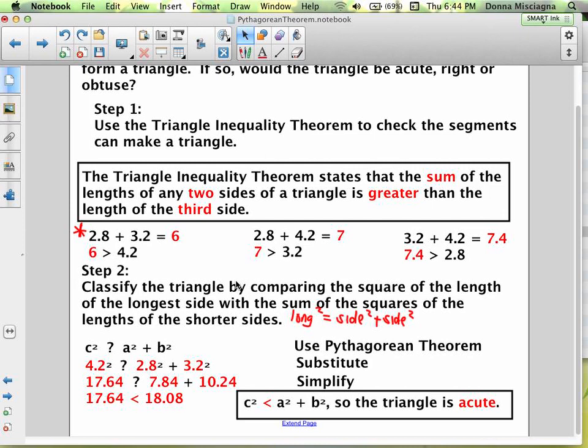So if c squared is less than a squared plus b squared, we have an acute triangle. If c squared is equal to a squared plus b squared, we have a right triangle. And if c squared is greater than a squared plus b squared, we have an obtuse triangle. And c is always whatever the longest side is.